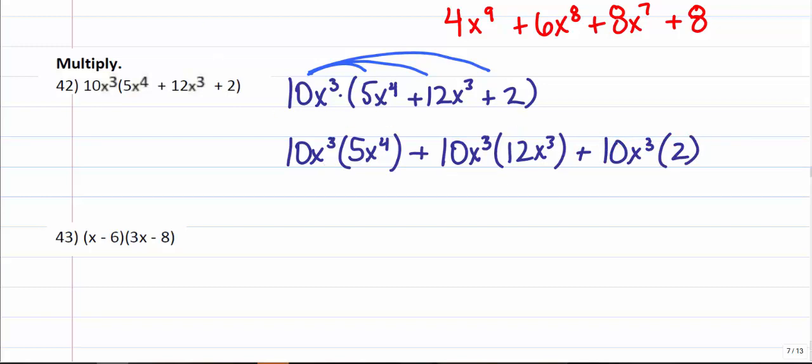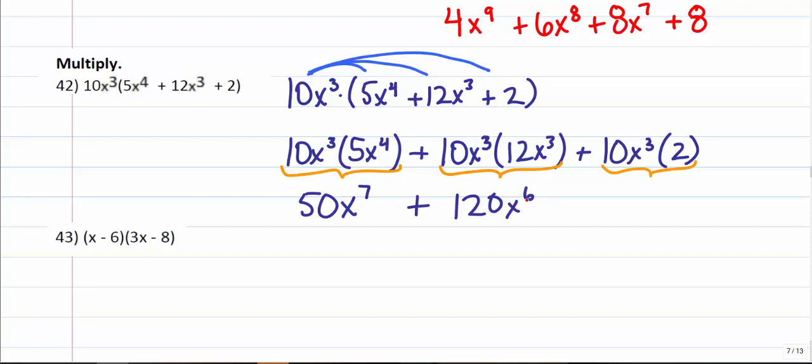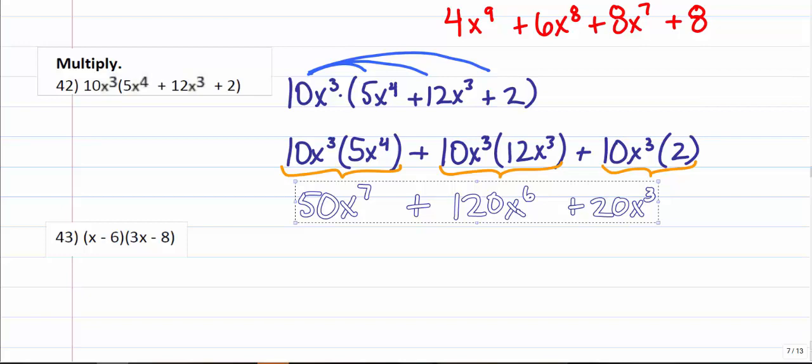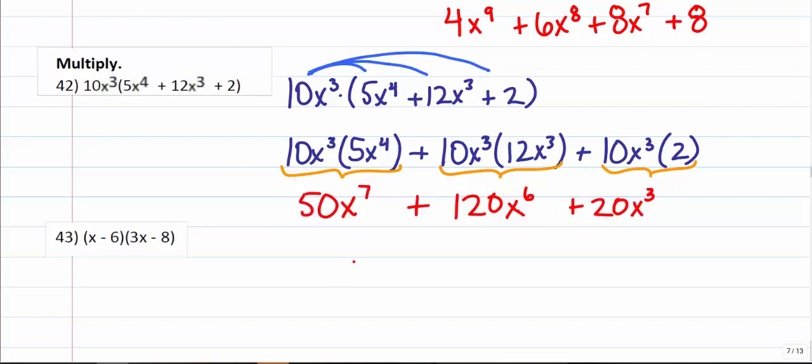So now, individually, if you notice here, this is all just multiplication. This is all just multiplication. This is all just multiplication. So within each of these 3 terms, I will be multiplying the numbers and adding the exponents. Multiplying the numbers, and there's nothing to add there. So again, I'm adding exponents this time because I'm not combining like terms, I'm multiplying.